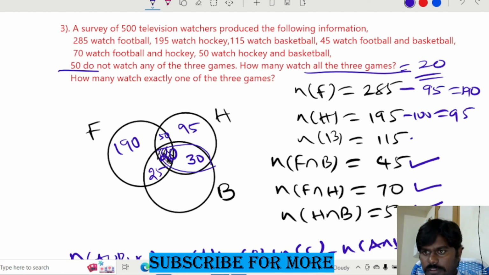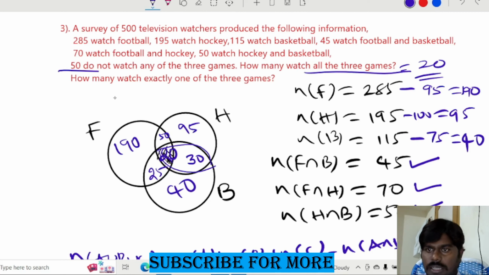So here 115, n of B means the total value 115, minus 30 plus 20 is 50, 50 plus 25 is 75. So here 5 minus 5 is 0, 11 minus 7 is 4. Okay, so 40.